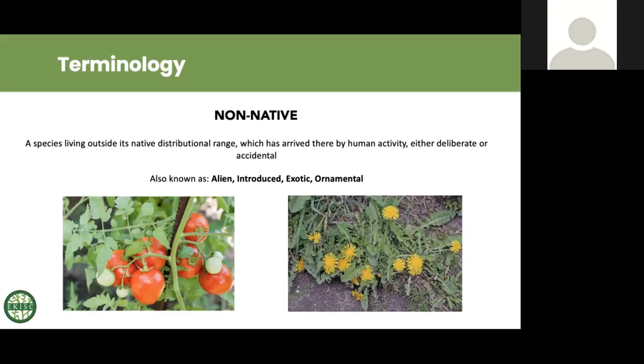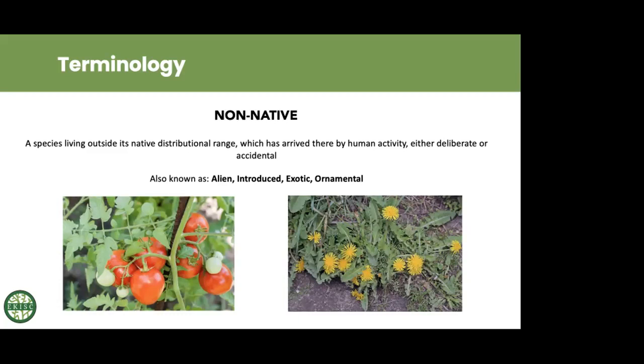So for example, I'm from the west coast of BC, and the climate there is very similar to a Mediterranean climate. So lots of the plants that grow in a Mediterranean climate are able to grow on the west coast as well.